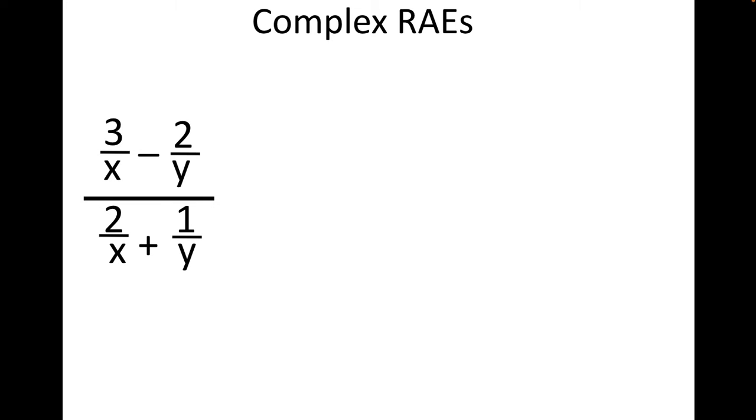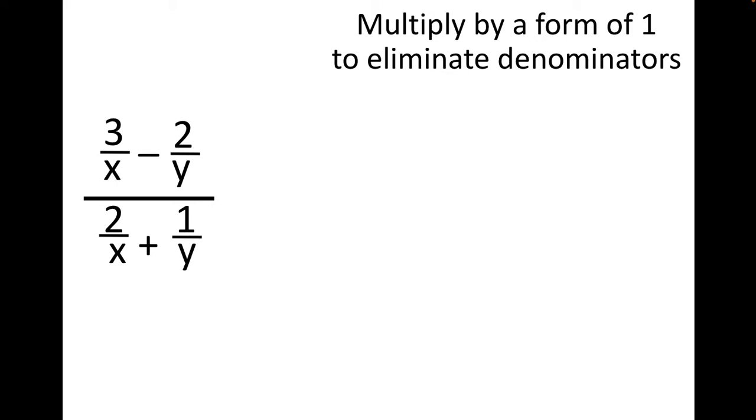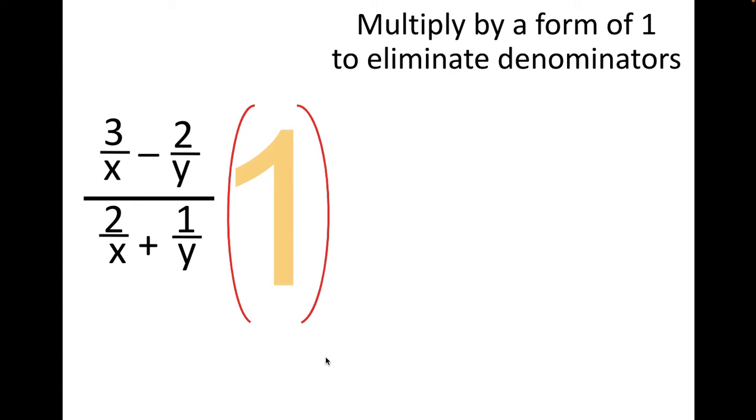So the first thing that we want to look at is how will we get rid of the denominators. I'm focusing on the denominator within the numerator, the xy here, and the denominator within the denominator, the xy down here. So I want to multiply by a form of 1 to eliminate both of those. So I know I have an x, and I know I have a y.